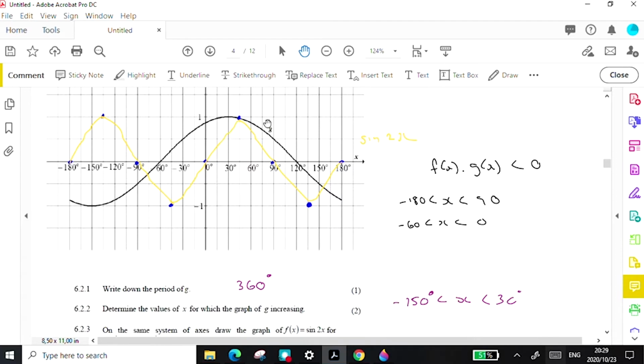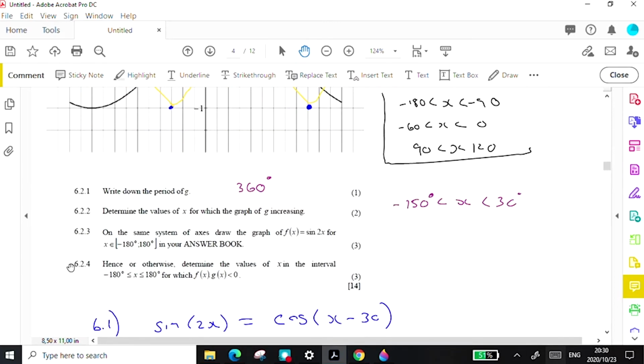And here both are positive, so f times g is positive. And just after 90, you can clearly see that the yellow line is negative and the black line is positive. So from 90 all the way to 120, you can clearly see that this line is negative and this line is positive. Therefore, the product should be negative. And that was 6.2.4.